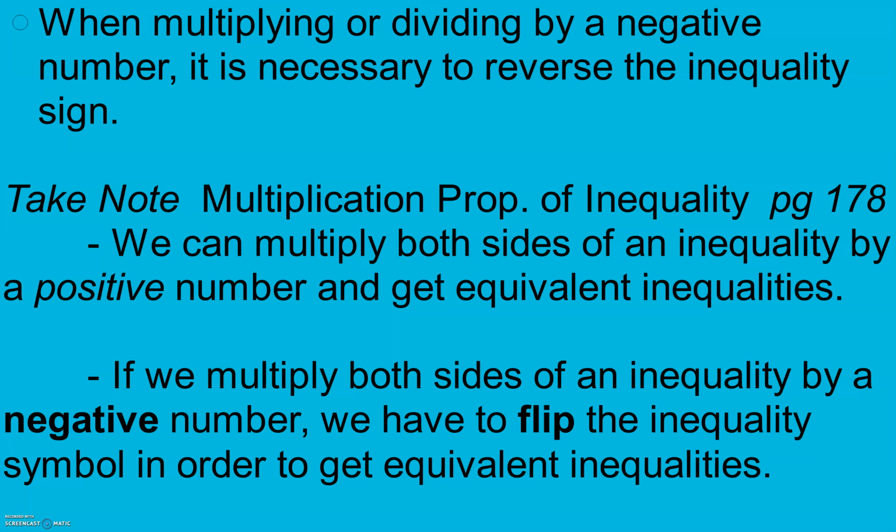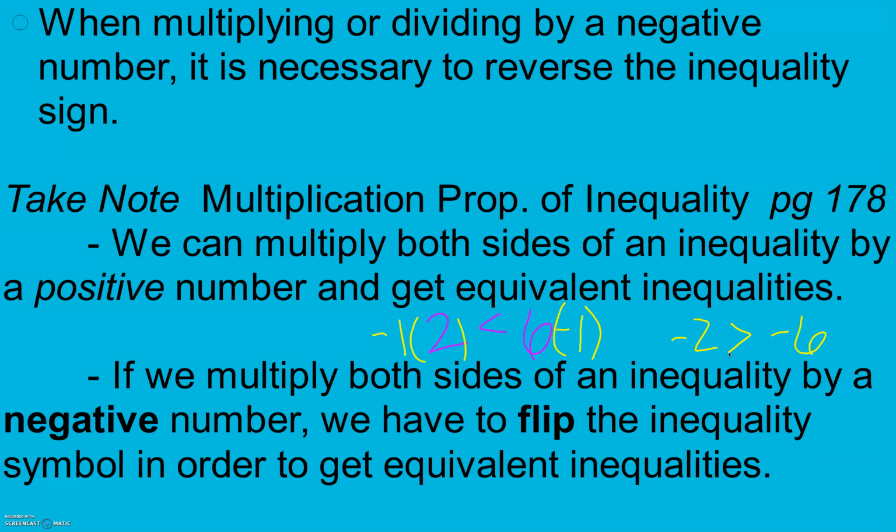Think about this: if I had something like 2 less than 6. Now if I multiply both sides by negative 1, I get negative 2 and negative 6. In order to keep this true, negative 2 is actually greater than negative 6. So we have to be careful there and flip that inequality.